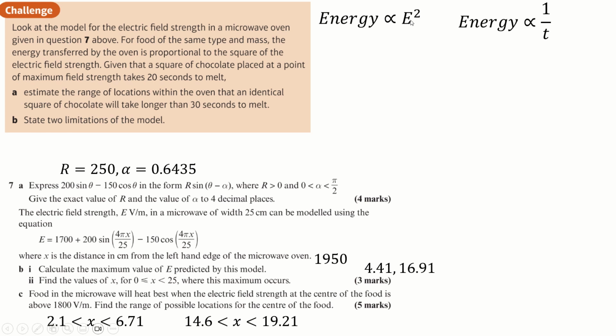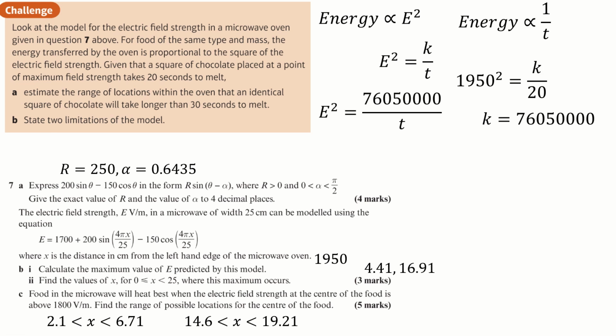And then we can combine the electric field strength with the T to make this proportional to that, and then just say equals K over T like you did at GCSE. And now they've given us the information that it takes 20 seconds, so T is 20, at maximum strength. Now down here, maximum strength was 1950, so you can put that information in here and solve for K, and then you get this equation here. And now we're looking for the positions in the oven where it takes longer than 30 seconds. Let's just find when T is 30. Let's just find the critical points. So T is 30, puts in here, we get an E value of this, and then we can put that E value into this to find X, which is the position in the oven. So let's do that.